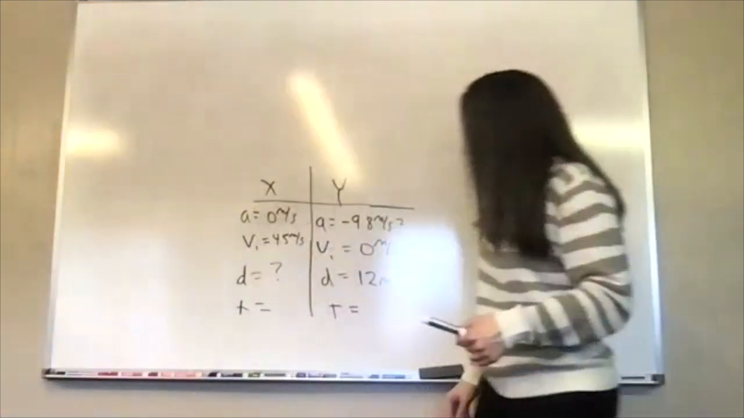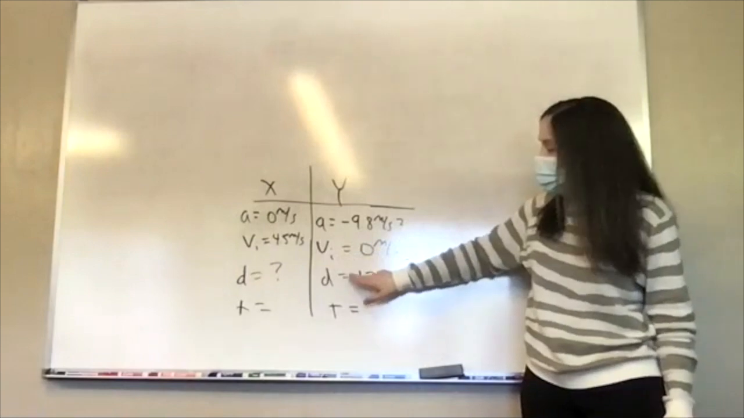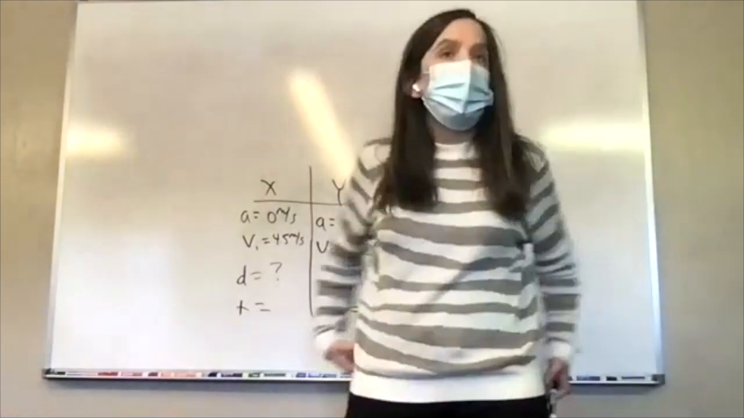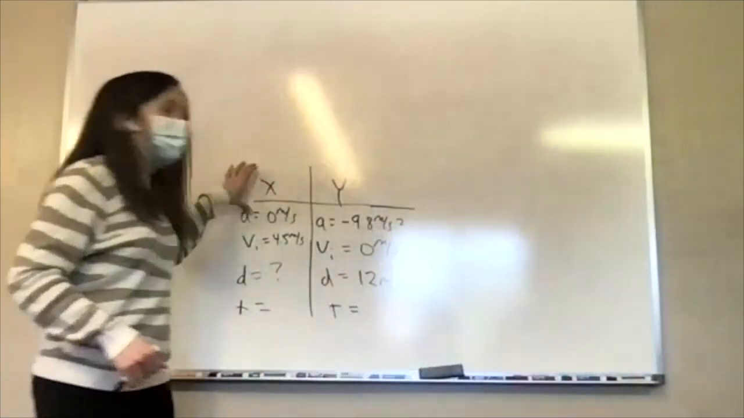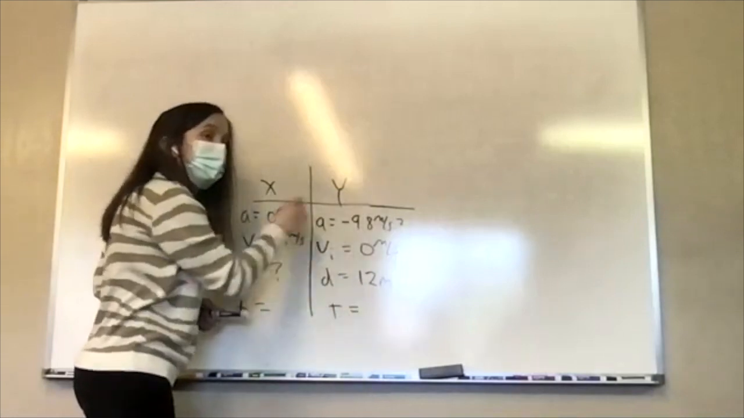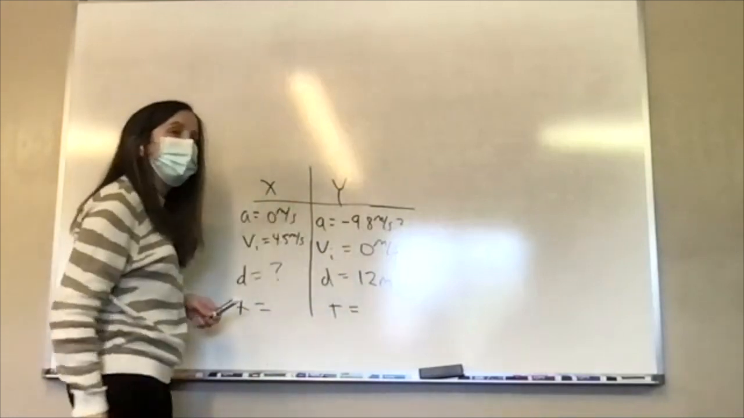So let's look for an equation that has these three variables along with time. Oh, well, this is y and x, right? So this is one dimension right here. Does that answer your question? Yeah.